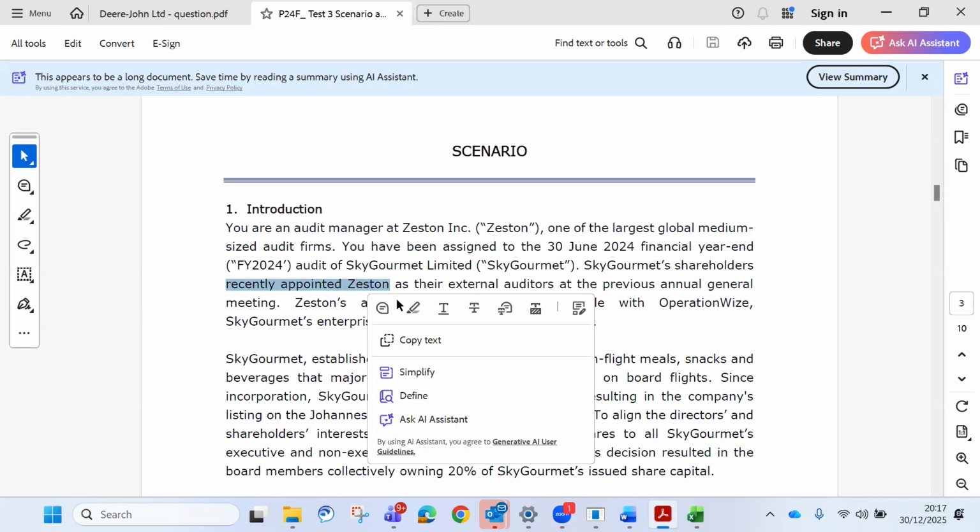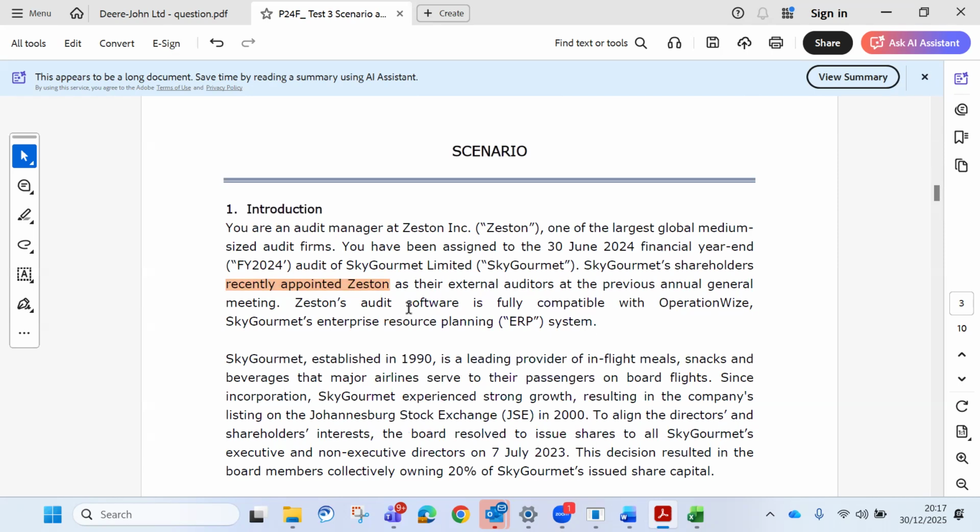Sky Gourmet's shareholders recently appointed Zeston. So this is a new auditor, right? You're going to bring in those words word for word to say there's a new management who have an opportunity to manipulate the opening balances. Management may have an opportunity for fraudulent reporting because the auditor is unfamiliar with their operations. Happy? Zeston's audit software is fully compatible with operation-wise.